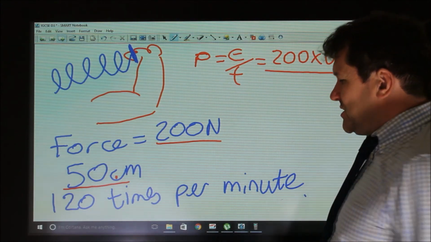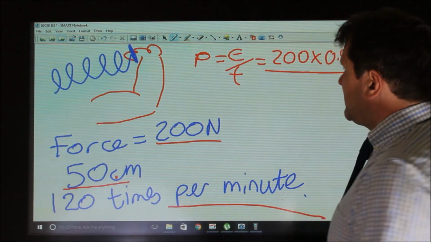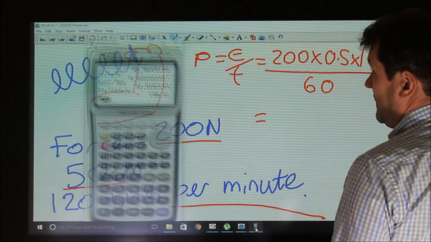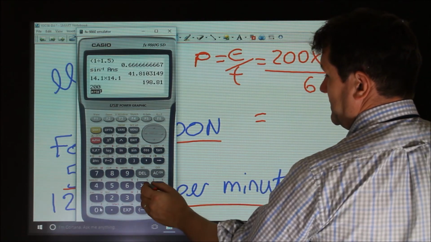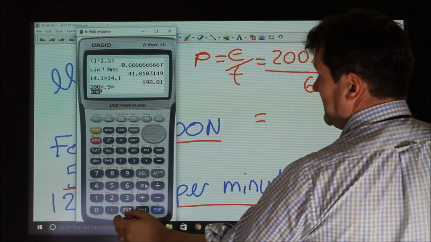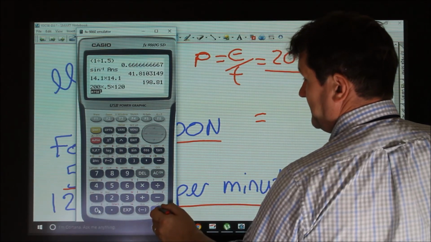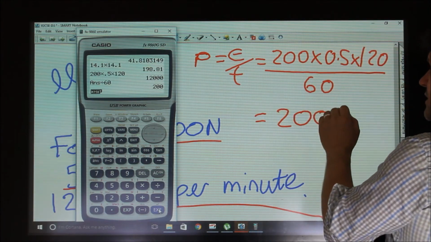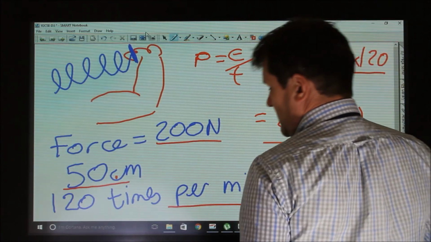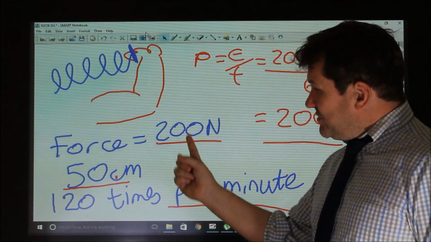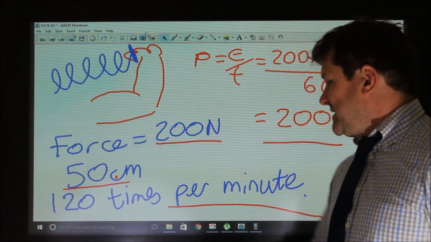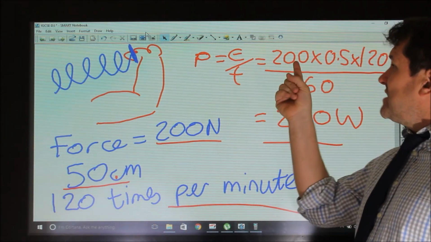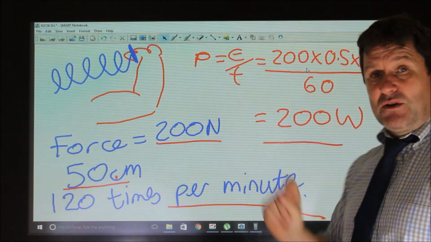Now the time was per minute, so rather than dividing by 1, I have to divide by 60. So we have 200 times 0.5 times 120, divided by 60, equals 200 watts. So in order to pull this spring with a force of 200 newtons by 50 centimetres, 120 times per minute, would require a power of 200 watts. That's the total energy transferred in the total time it took.